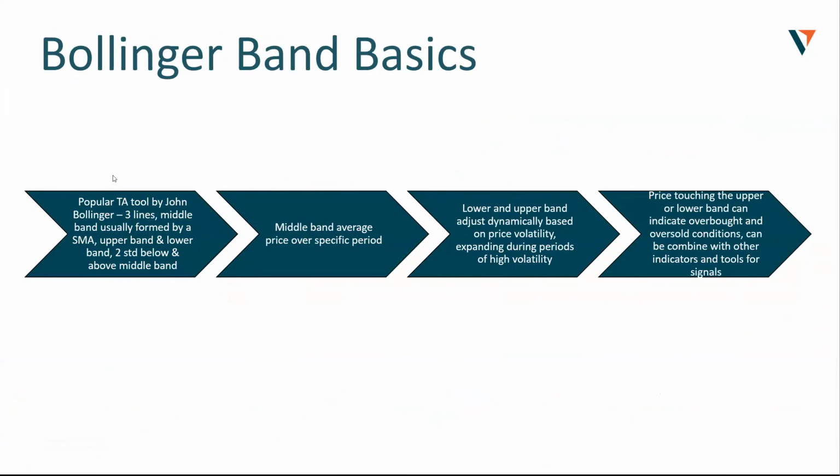When we take a look at how Bollinger Bands are formed, this is actually a popular technical analysis tool, founded by John Bollinger. So you have 3 lines as we saw in our earlier slides. We have the middle band, which is usually calculated with the 20 simple moving average, your upper band and your lower band. The upper and lower bands are formed 2 standard deviations above and below your middle band. The middle band itself is usually the average over a specific period, as we saw earlier.